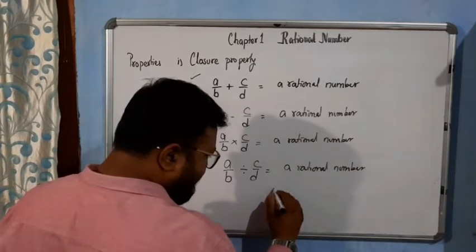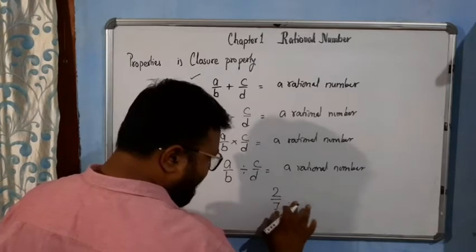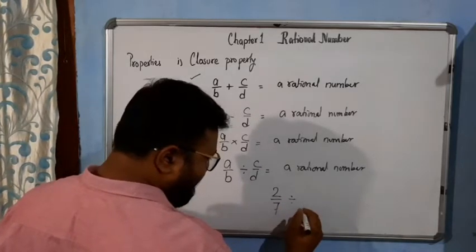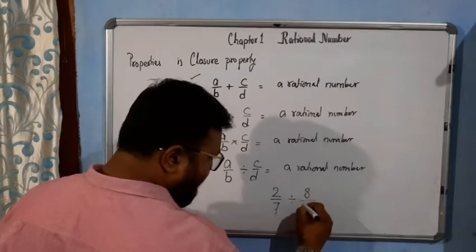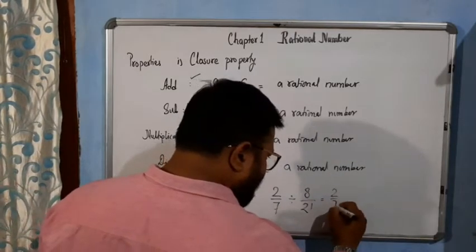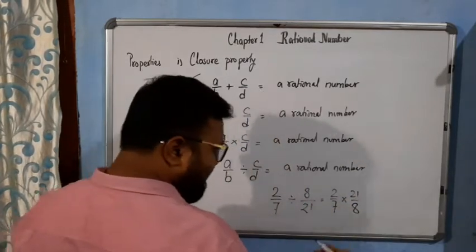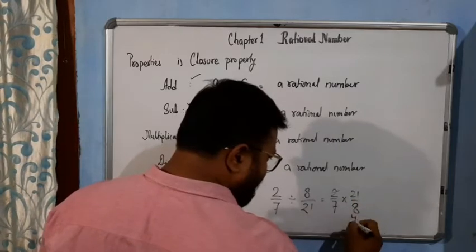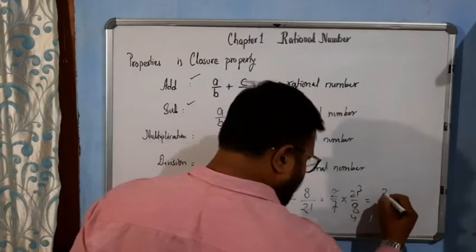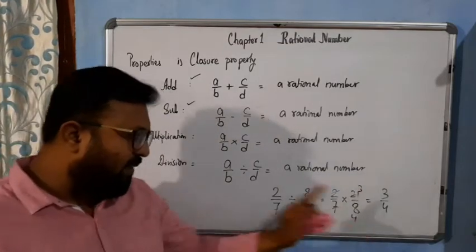Just like 2 by 7 divided by 8 by 21 is equal to 2 by 7 into 21 by 8. We know how to do division here. Okay, 2, 4, 7, 3. Ultimately, we are getting 3 by 4. So, in this case, we are getting 3 by 4.